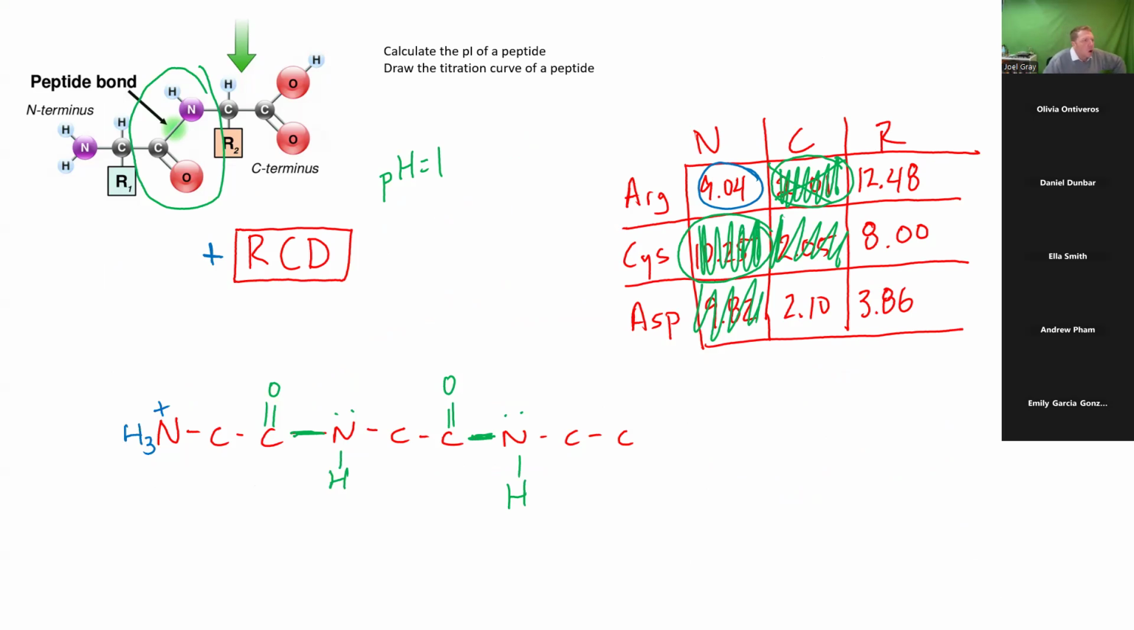Now, my R group for arginine, 12.48. This is my alpha carbon. The arginine R group, arginine is a positively charged or a polar positive amino acid. That group is going to be positively charged.